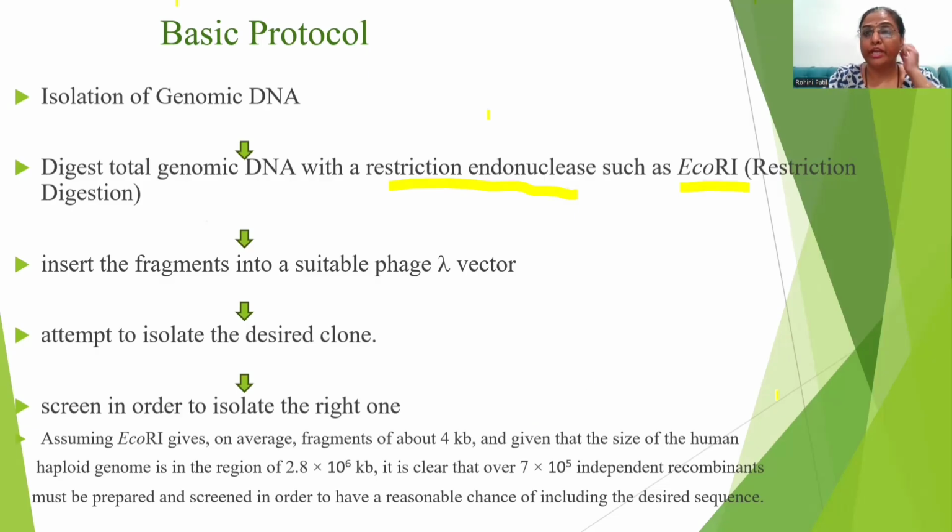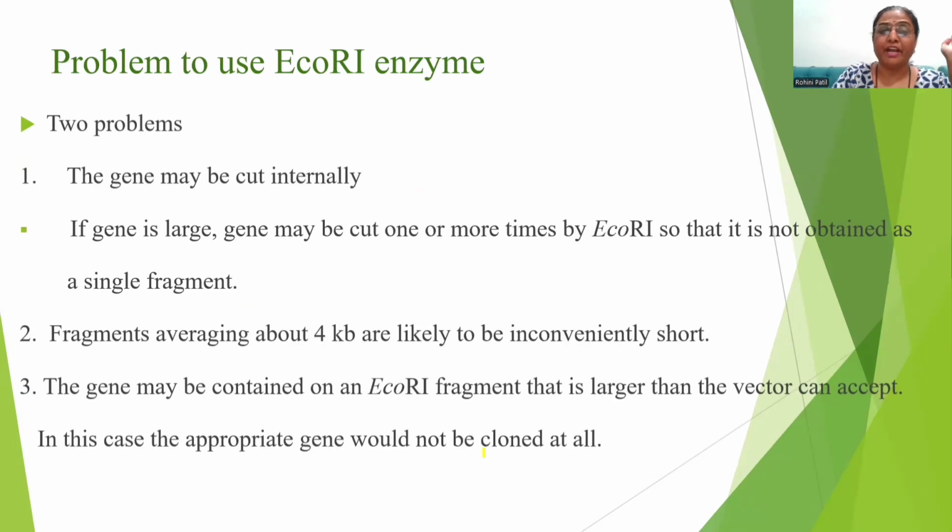That is the previous approach which has been used: digestion with EcoR1. This EcoR1 enzyme cuts the human genome into fragments, and the size of that fragment is about 4 kb. Now there are problems in using the EcoR1 enzyme. The first problem is that it is going to cut the gene internally.